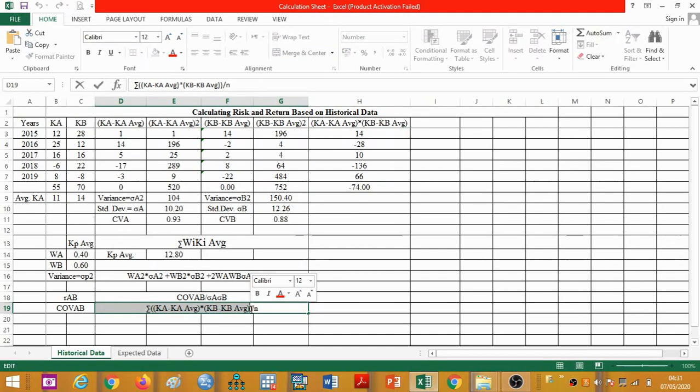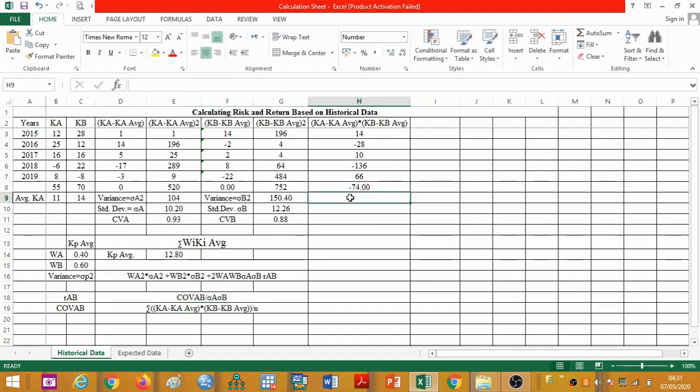And now what I need to do is calculate the covariance, and for covariance I need to divide that value by 5. So the covariance will be equal to this, divided by 5 because we have 5 years of data. So that is what you get, that is the covariance. Covariance is minus 14.8. So minus 14.8 is the covariance between security A and security B.